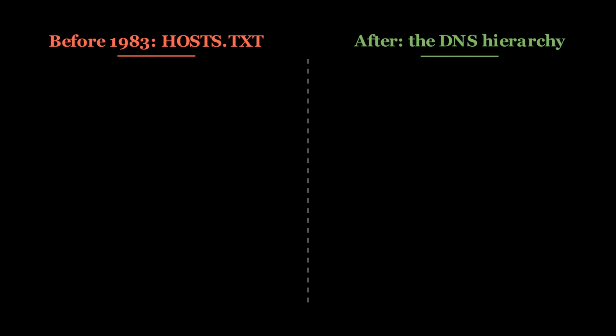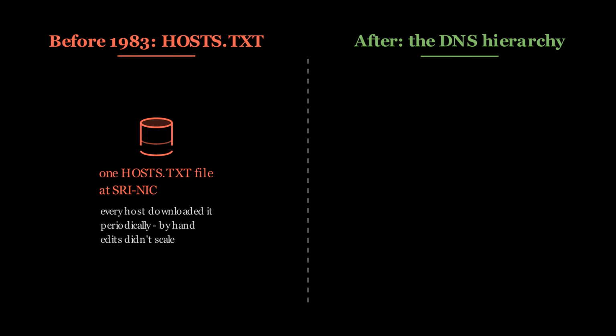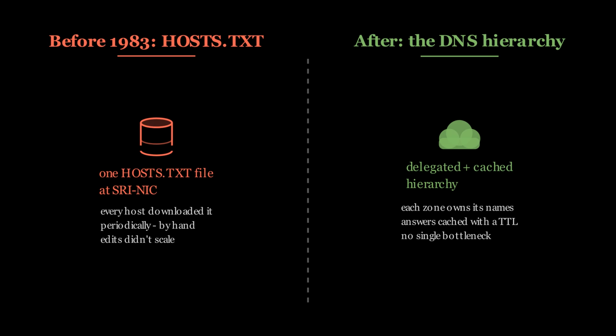Before DNS existed, the entire internet's name-to-address map lived in a single text file. Every computer downloaded that one file from a single site to know what any name meant. As the network grew past a few hundred hosts, that stopped working. The file was always stale and always growing. In 1983, DNS replaced it with a hierarchy. Every zone runs its own name servers, answers are cached everywhere with a time to live, and no single file or machine is the bottleneck. That's what your browser used a moment ago.